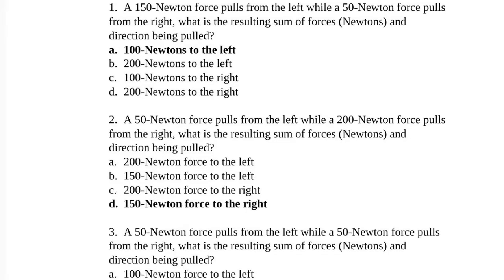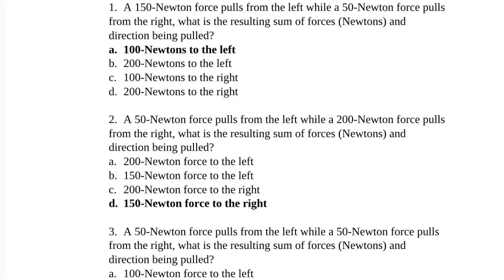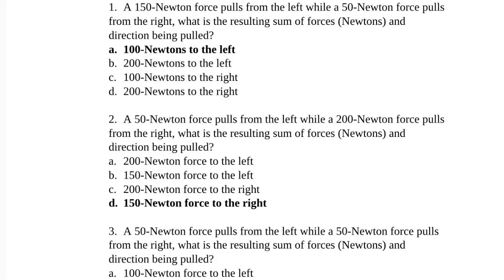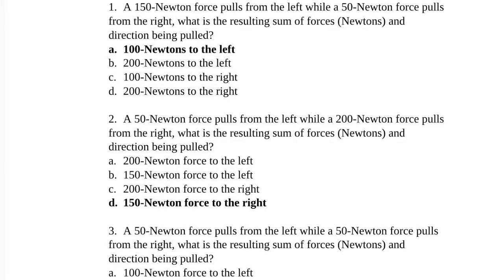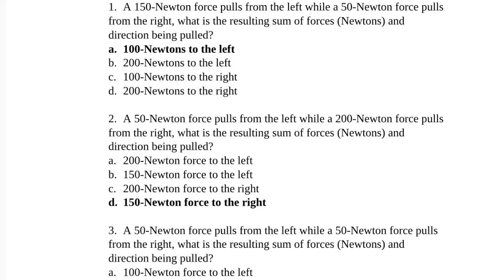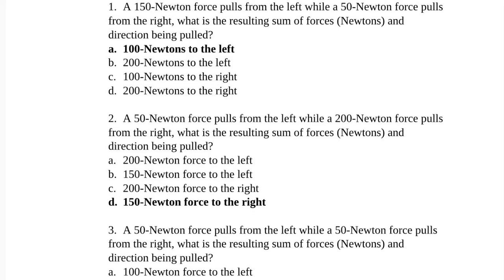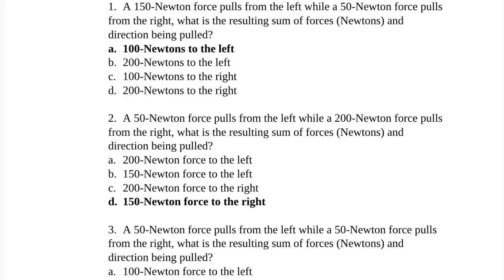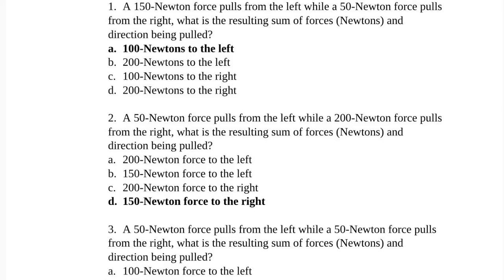And our last question, question number 3, a 50 Newton force pulls from the left while a 50 Newton force also pulls from the right. What is the resulting sum of forces, or newtons, and direction being pulled? So again, 50 Newton force on the left and 50 Newton force on the right. So 50 subtracted from 50 is going to be 0. So you're going to have 0 Newton force with no direction. Letter choice, answer number D.